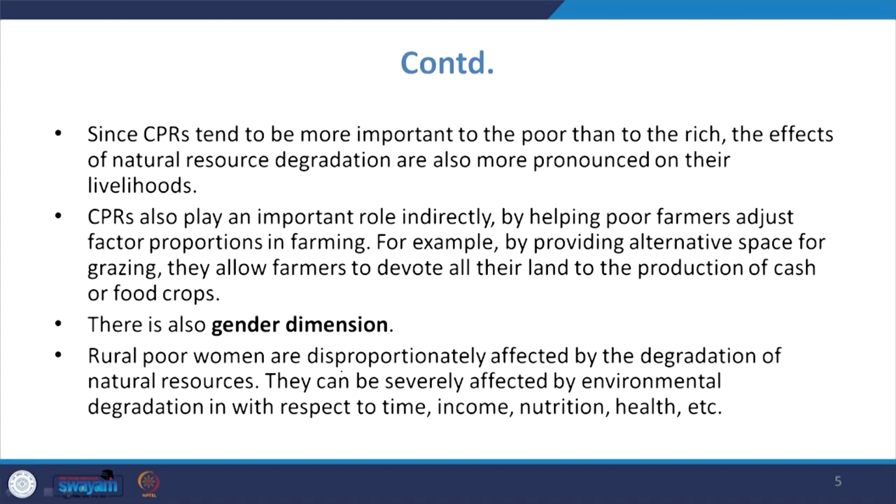Common property resource also play an important role indirectly by helping the poor farmers as just factor proportion in farming. This is also the interesting things that if there is an improvement in common property resources like grassland, the farmers may use that grassland for cattle grazing, and since their cattle are grazing in the common property resources, they do not need to increase area under fodder, and they can save the land which used to be under fodder, and that land can be used for growing more food or commercial crops.